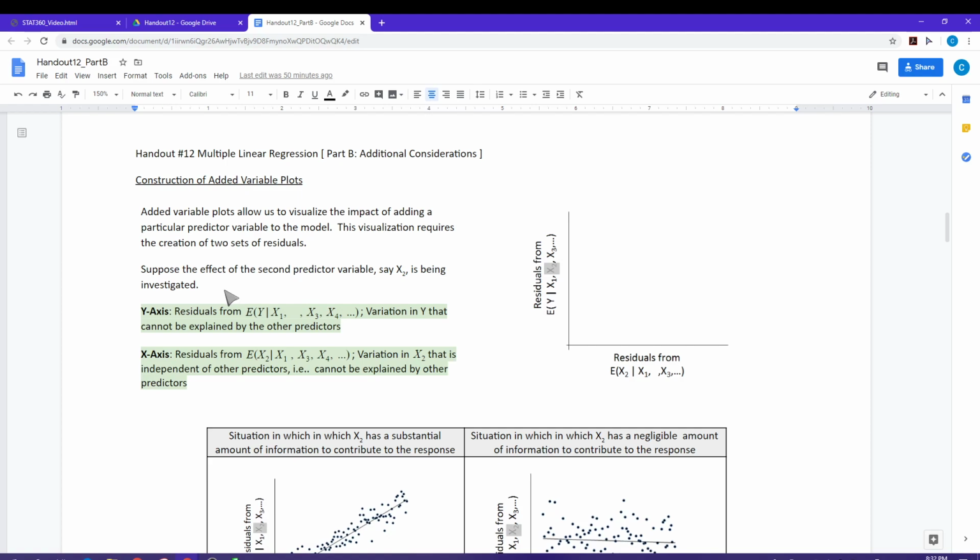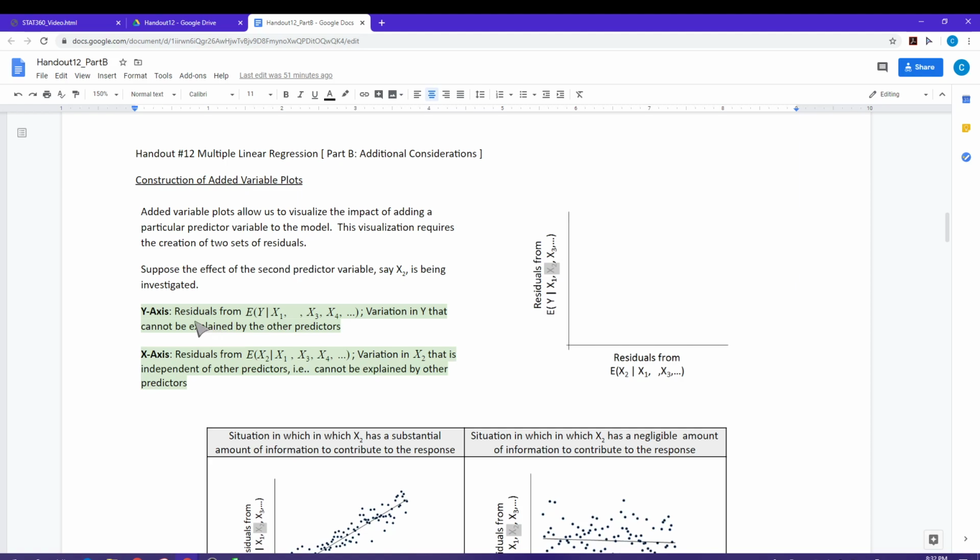So on page 14, let's consider how they're actually made. Let us suppose that the effect of the second predictor, let's say x2, is being investigated. So in our example, that would be the effect for the number of bidders. So on the y-axis, what I end up creating with an added variable plot is obtain the residuals from a model that has y given all of the other predictors that you have, excluding the predictor that you're trying to build the added variable plot for. So notice x2 is missing from this list.